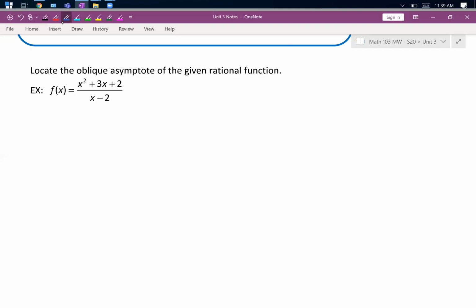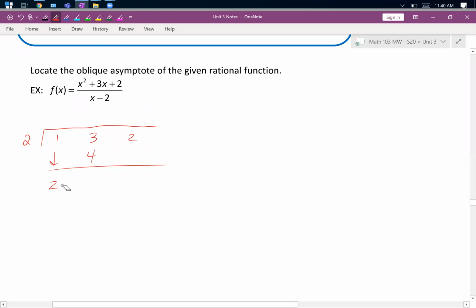Notice that our divisor is of the form x minus 2. So we could actually use synthetic division here to divide. I'm writing all the wrong numbers. Okay. We know that last number is our remainder. Well, we're just dropping the remainder. And this right here is going to be our oblique asymptote. We just got to write it correctly.